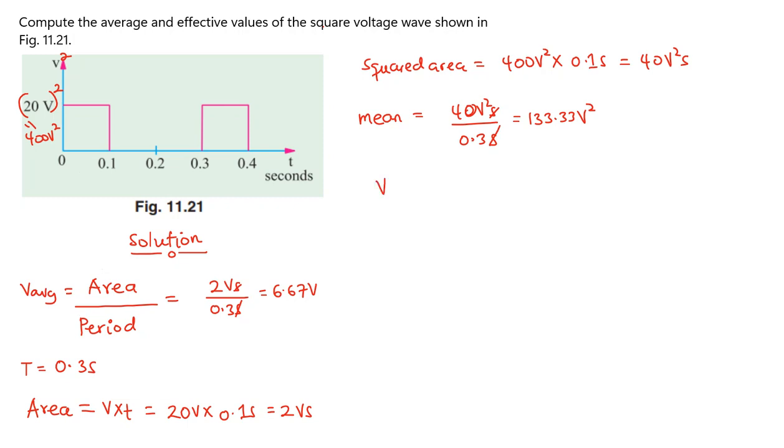After that, you will take the square root of the mean so that you get the root mean squared. So the root mean squared voltage will be equal to the square root of the mean we got, which is 133.33 volts squared. Let's do this and see what you are going to get. The square root of 133.33 will give us a value of 11.5468 volts. Rounding this to 11.55 volts, this will be the effective value.